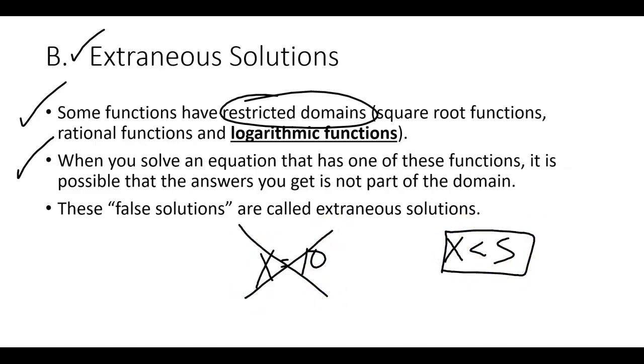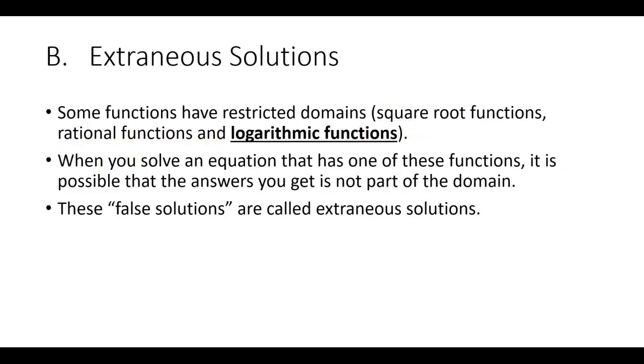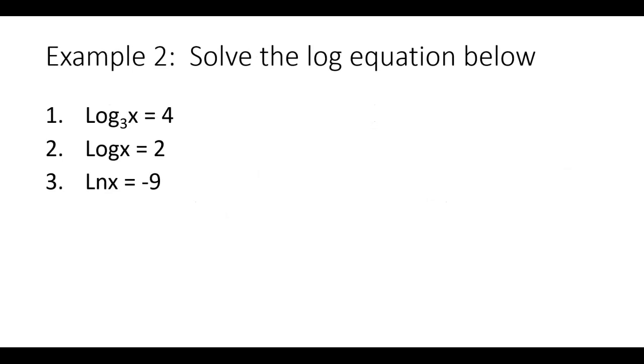It's a false solution. Sometimes when you're going through the steps of solving, we use laws of math to solve equations, but sometimes those laws are making assumptions, and those assumptions may not be true. And so whenever you have functions that have restricted domains, it's possible that you'll get an answer that's not in the domain, and that's called an extraneous solution. We've seen it before earlier this year when we did square roots. We also saw it when we did rational functions. And now we're seeing it again with logarithms because they have restricted domains.